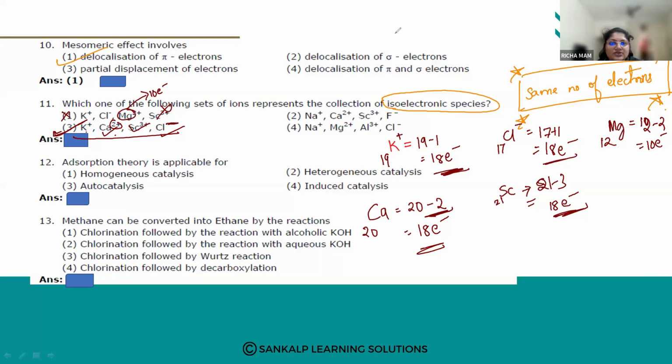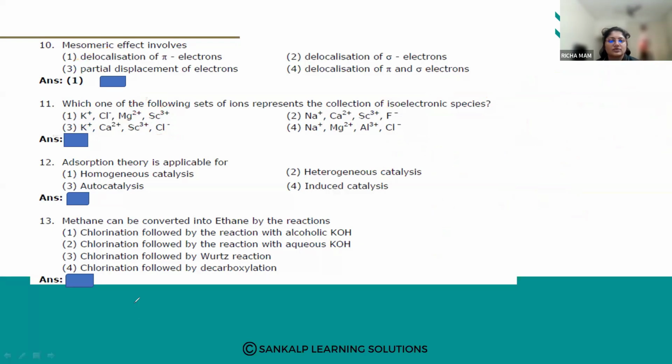So yes, let us go for the next one. The 13th one. Methane can be converted into ethane by the reaction. How are you going to convert methane into ethane?